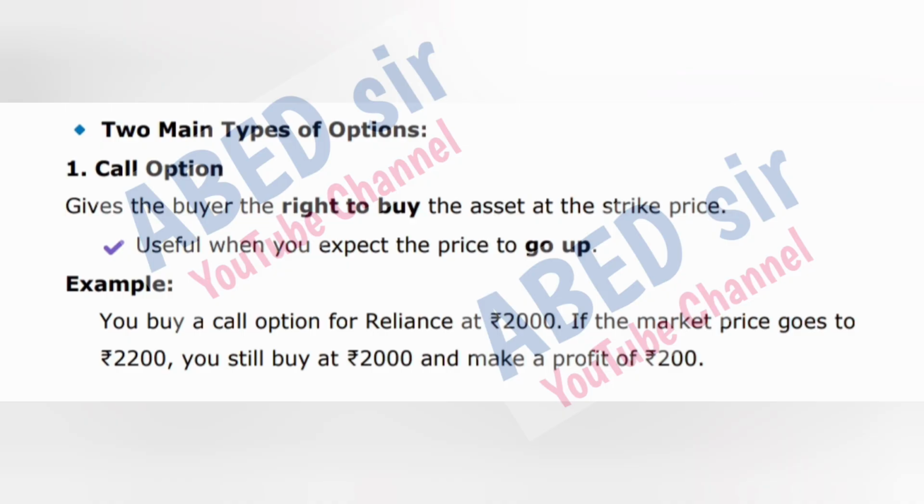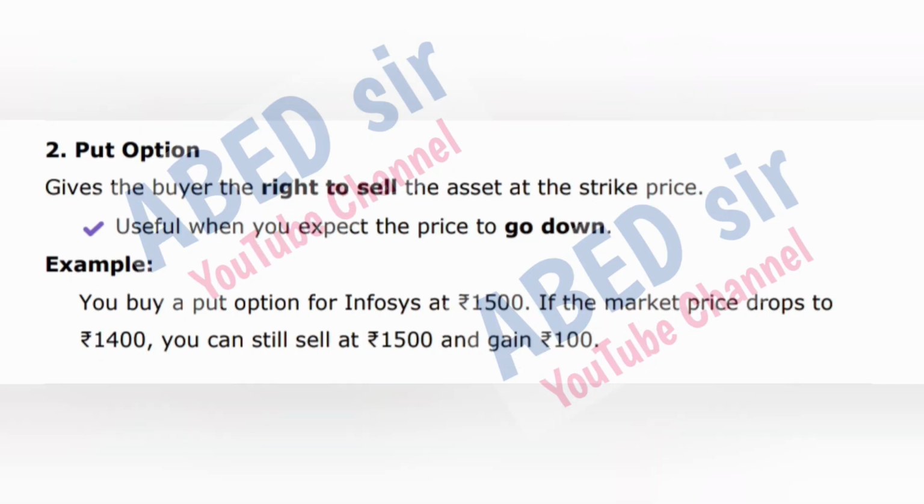2 main types of options. 1. Call option. Gives the buyer the right to buy the asset at the strike price. Useful when you expect the price to go up. Example: you buy a call option for Reliance at 2000 rupees. If the market price goes to 2200 rupees, you still buy at 2000 rupees and make a profit of 200 rupees.